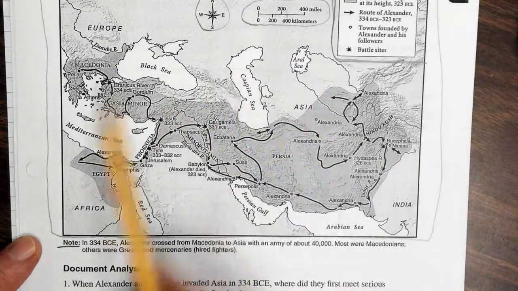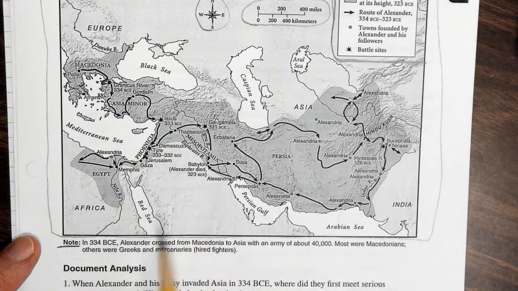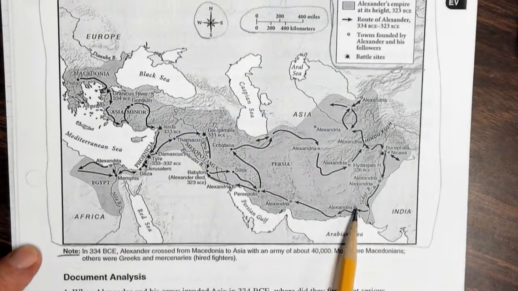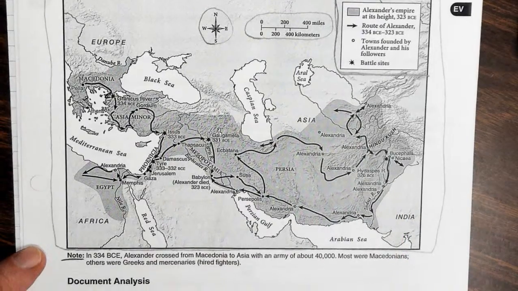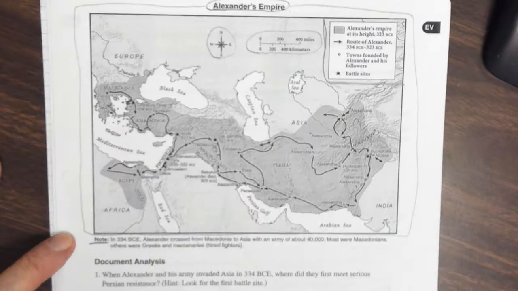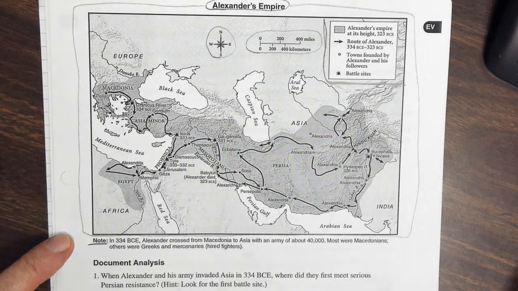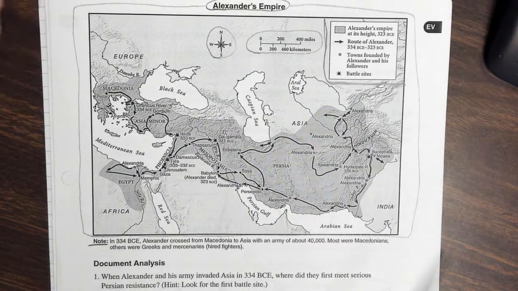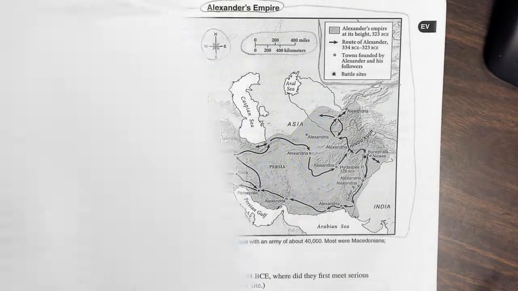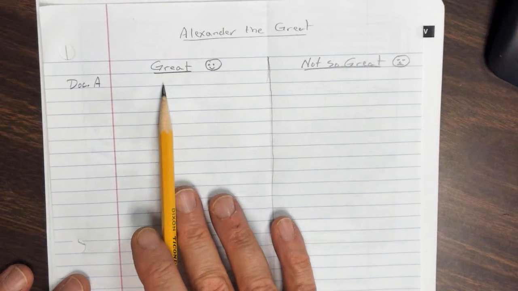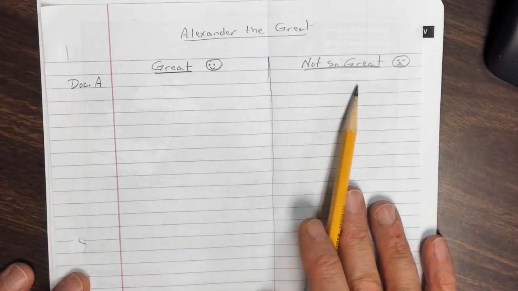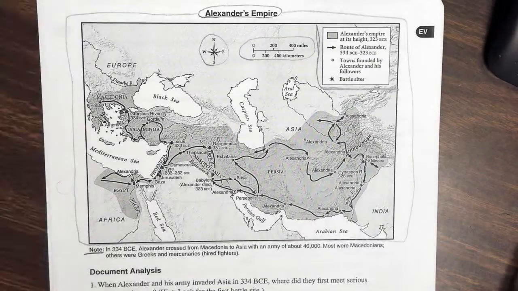Now, with this map, I want you to take about 5 or 10 minutes, and I want you to tell me everything that you can learn about Alexander by looking at this document. And that includes the note down below. Okay? And I want you to make those observations on your notebook paper. Now, is it an observation that makes you think that he's great? Or is it an observation that makes you think that he's not so great? All right?